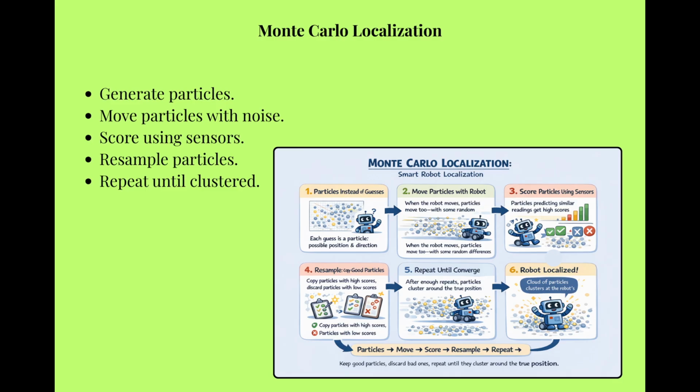When the robot drives forward, every particle moves forward too, but not perfectly. Some move a little more, some a little less. This matches real life. Wheels slip, engines aren't perfect. Then the robot checks its sensors. Particles that predict sensor readings similar to the real ones get a high score. Particles that don't match get a low score. Particles with high scores get copied, and particles with low scores slowly disappear, so the cloud of particles naturally gathers around the most likely location. After a few movements and sensor updates, almost all particles end up in the same area. That's when the robot knows where it is.